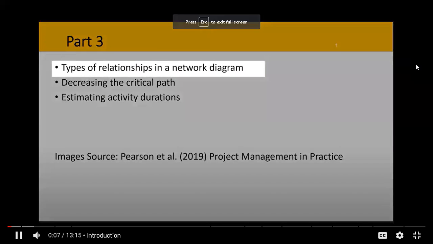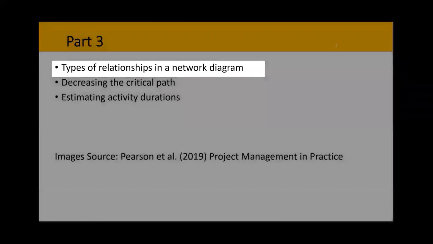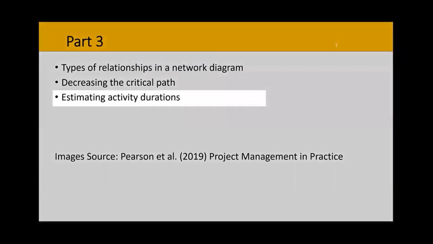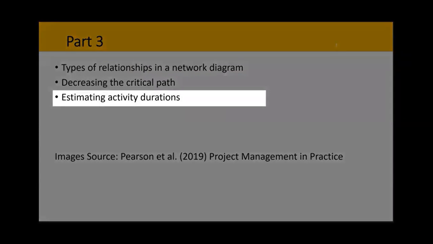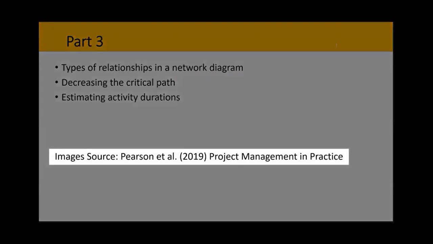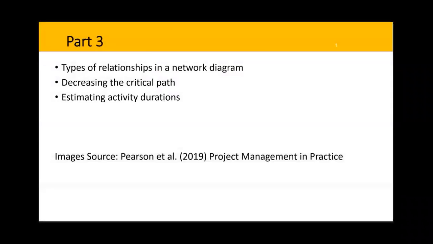In this video, we examine types of relationships in a network diagram. We'll look at methods for decreasing the critical path or the overall project duration, and understand the importance of estimating activity durations correctly. The images in this video come from Pearson's textbook, Project Management in Practice.